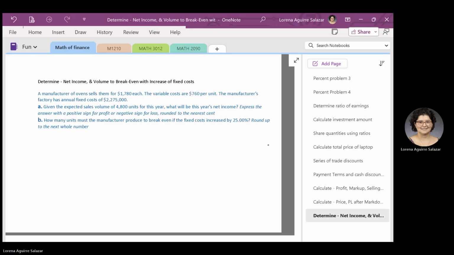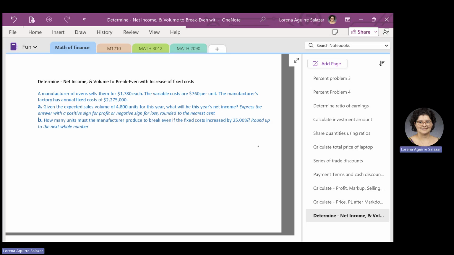Part A. Given the expected sales volume of 4,800 units for this year, what will be this year's net income? We need to express the answer with the positive sign for profit or negative sign for loss, rounded to the nearest cent. B. How many units must the manufacturer produce to break even if the fixed costs increased by 25%? And we need to round up the answer to the next whole number.